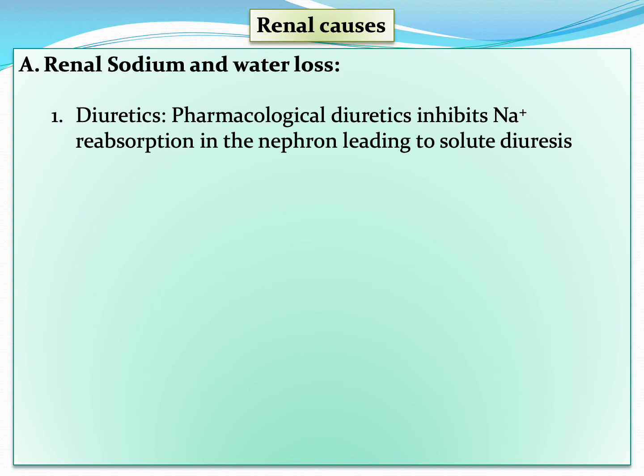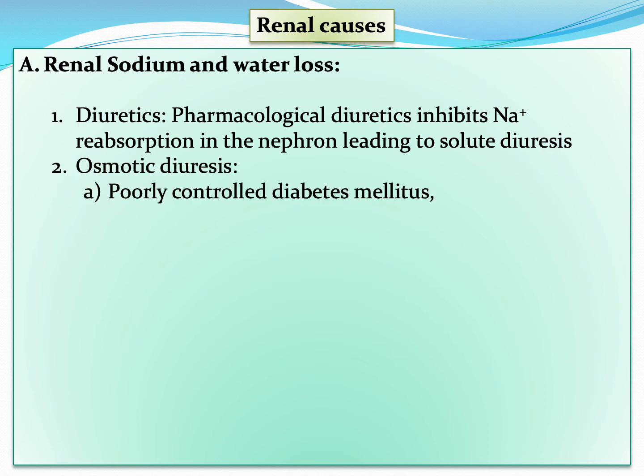Let's look at the renal causes of hypovolemia. Conditions which lead to both sodium and water loss are diuretics. Pharmacological diuretics usually inhibit sodium reabsorption in the nephron, leading to solute diuresis, so water will be lost along with the sodium. Next is the osmotic diuresis. Poorly controlled diabetes mellitus will leave the excess glucose in the tubular filtrate and will lead to water loss.